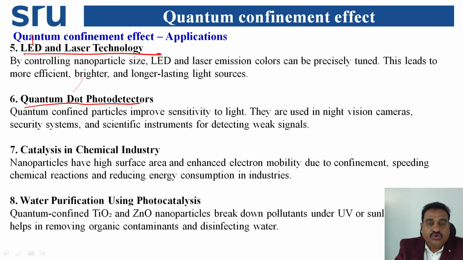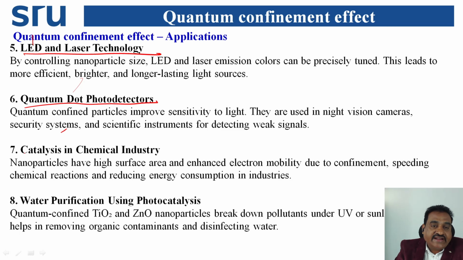Quantum dot photodetectors. The quantum confinement effect we can observe in quantum dot photodetectors. This effect gives the particles improved sensitivity to light. They are used in night vision cameras, security systems, and scientific instruments for detecting weak signals.